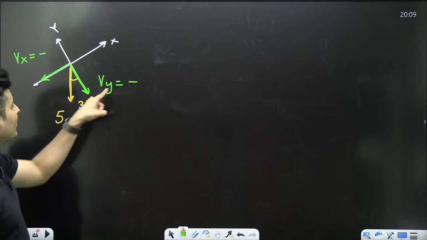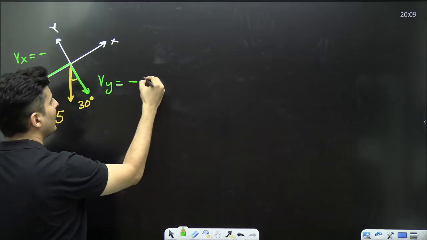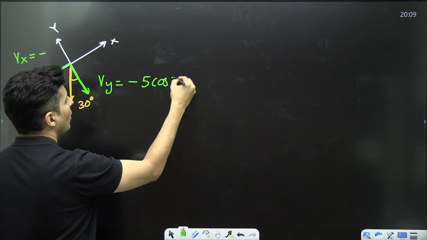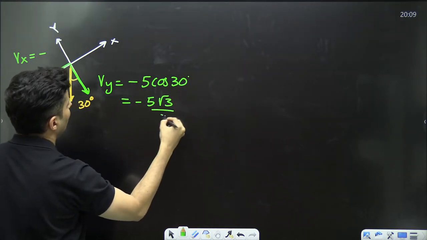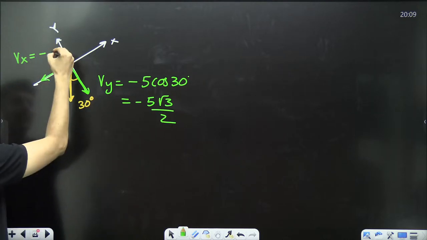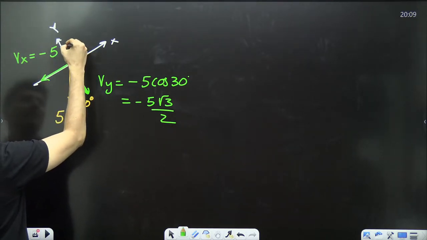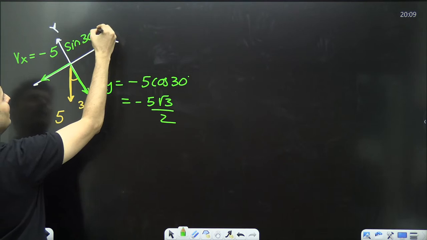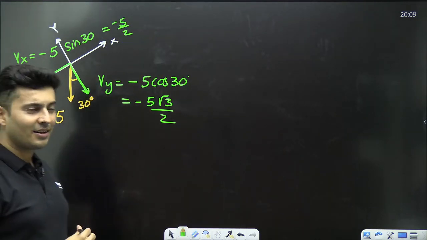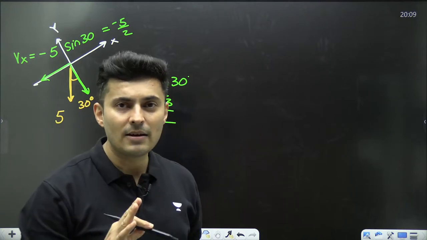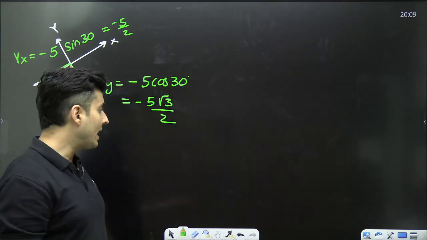This is closer to the angle, so minus 5 cos 30, which is minus 5 root 3 by 2. The other component will be 5 sine 30 because it is away, so that means it will be minus 5 by 2. That is the answer. Understood? Is it clear?